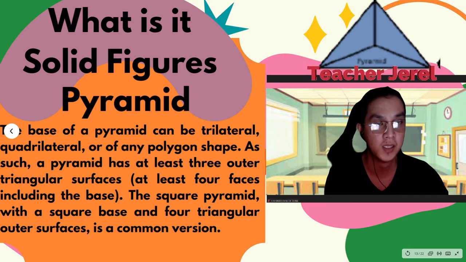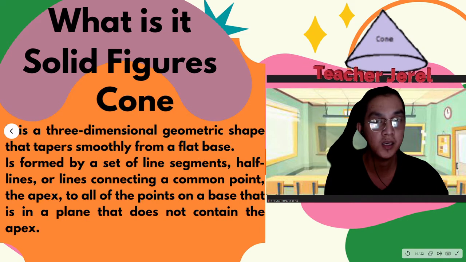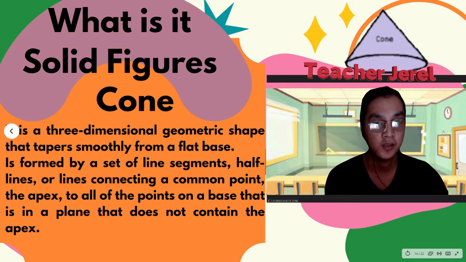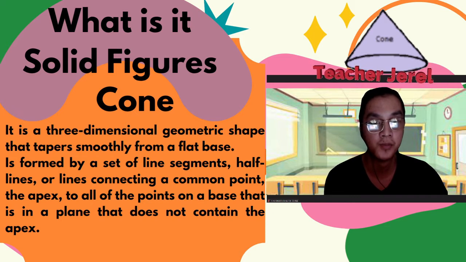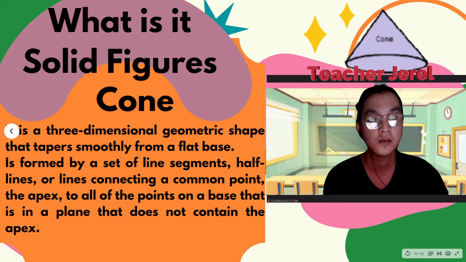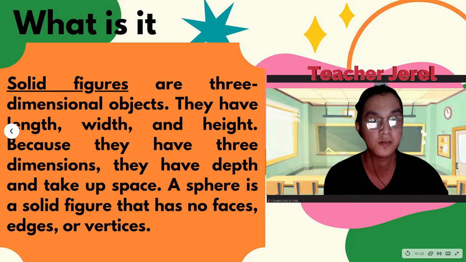As nakikita natin na pyramid. Okay, the last one is cone. It is a three-dimensional geometric shape that tapers smoothly from a flat base. It is formed by a set of line segments, half lines, or lines connecting a common point, the apex, to all of the points on a base that is in a plane that does not contain the apex. Okay? That's all the solid figures. Okay?